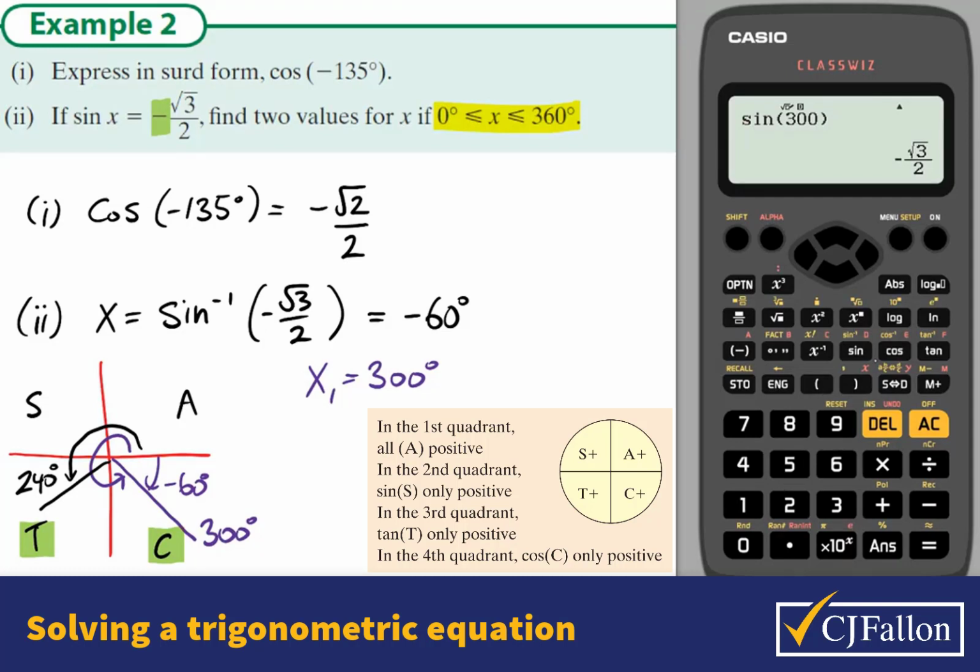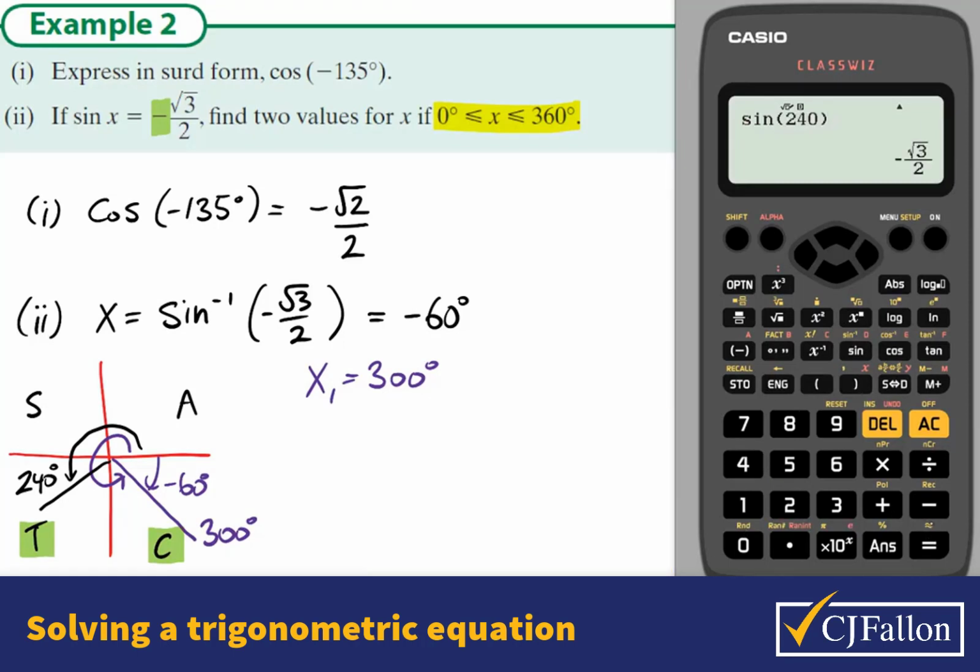Again, it's easy to check the answer. So if we write into the calculator, sine 240 degrees, is the answer negative root 3 over 2? And we see it is. So we have found both values.